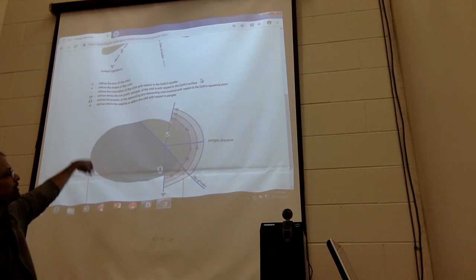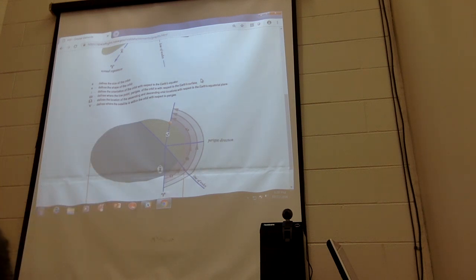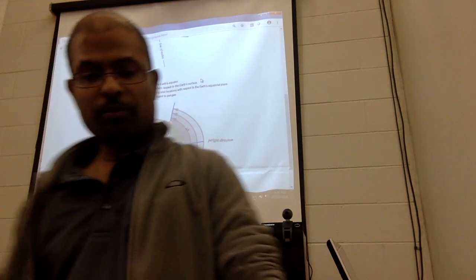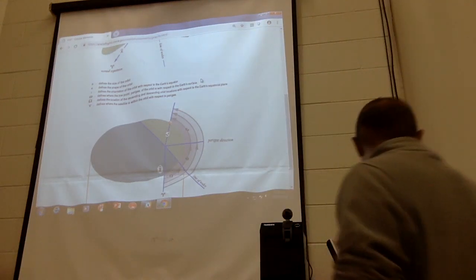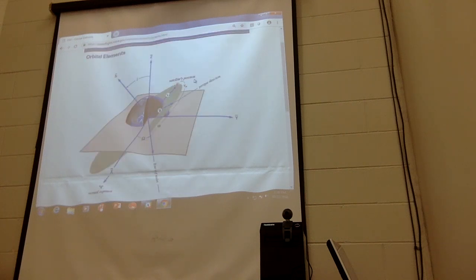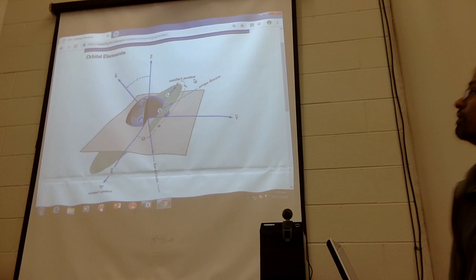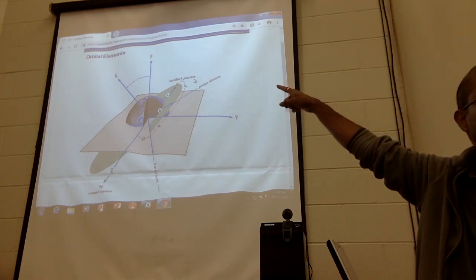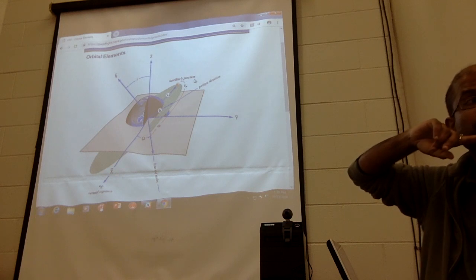What plane is this, guys? Is this the equatorial plane? No, it's the orbital plane. So the view is from, and my apologies, the view is from H, not Z. The view in the next picture is from H.